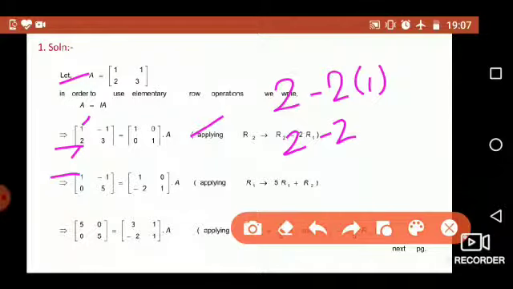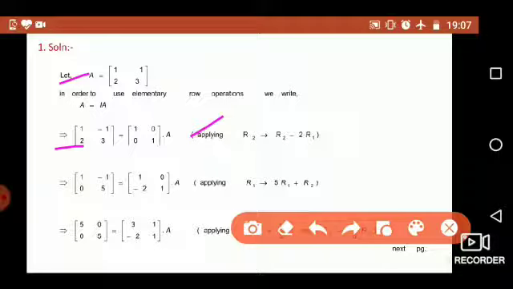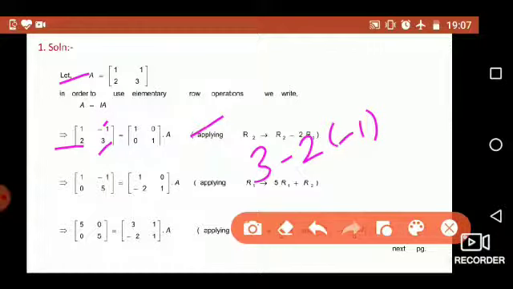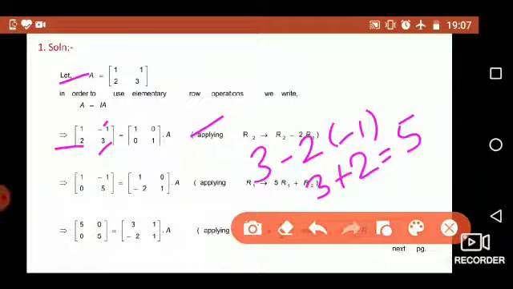Similarly, to get the second element of the same row, we apply the same operation to the above matrix. R2, the second element is 3, minus 2 times the corresponding element of that row, which is minus 1. Therefore, here we can write 3 minus of minus 2, which is equal to 5. Therefore, the second row second element is 5. Therefore, our left hand side becomes 1, minus 1 in the first row, and the second row elements are 0, 5.